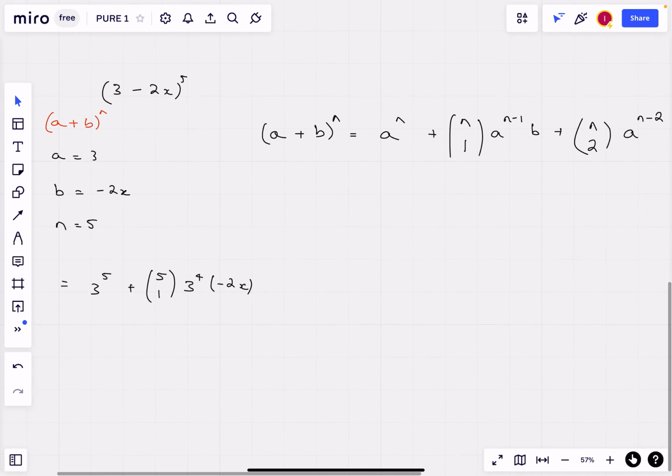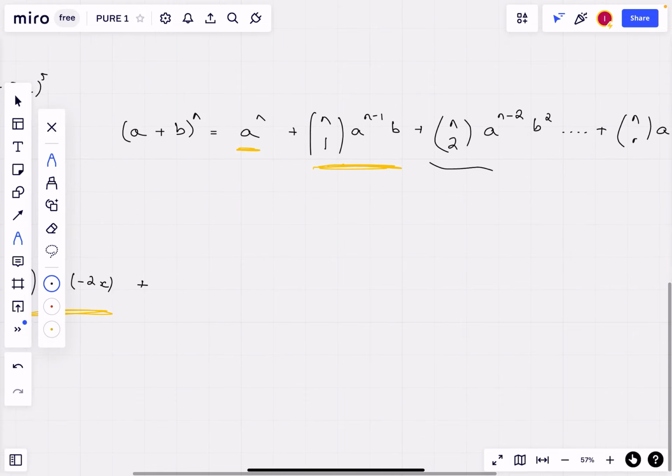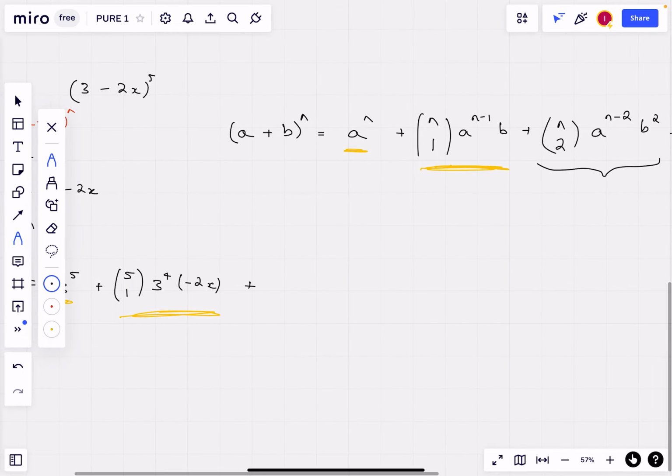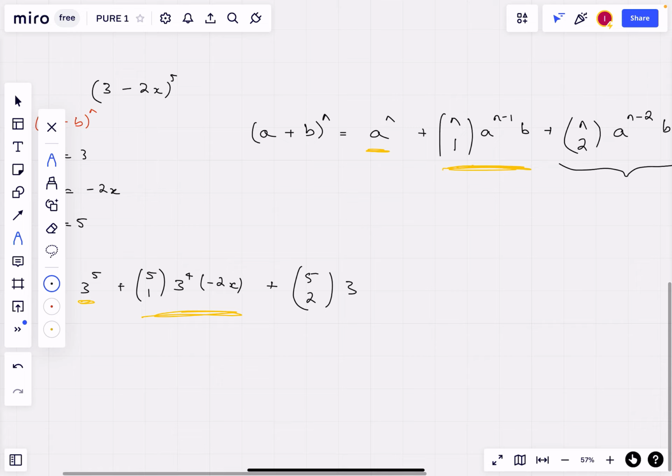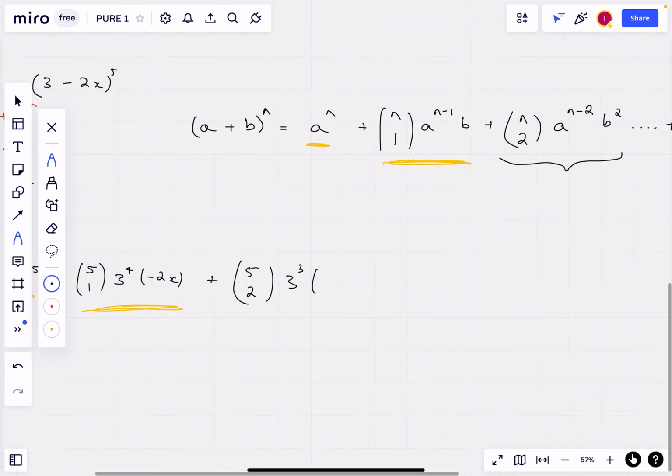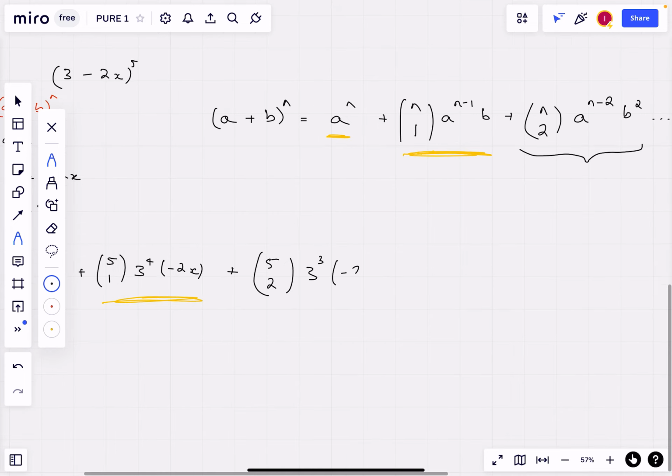Okay, so this was our a to the power of n. This was our second term. Our next term is going to be this: n = 5, 2, a to the power of n minus 2, 3 to the power of 5 minus 2, which is 3, and then b squared, minus 2x squared.